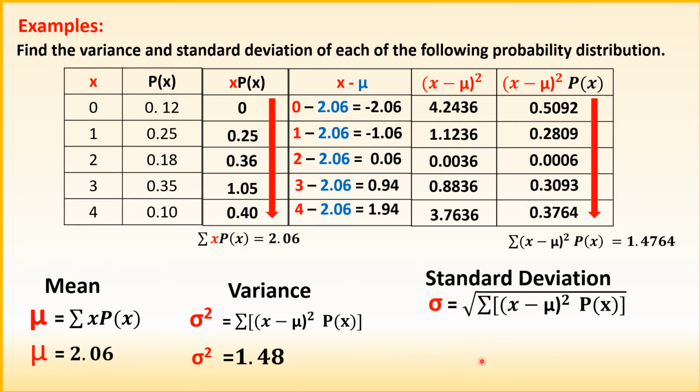Then, let's go to standard deviation. So, kunin lang natin ang square root ng variance natin. So, we have here the square root of 1.48. And standard deviation now is 1.22.